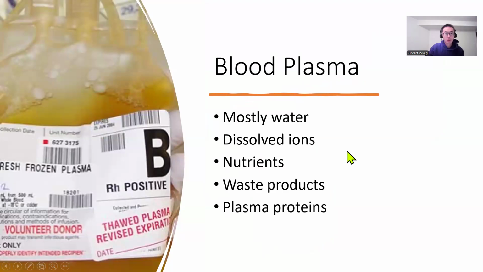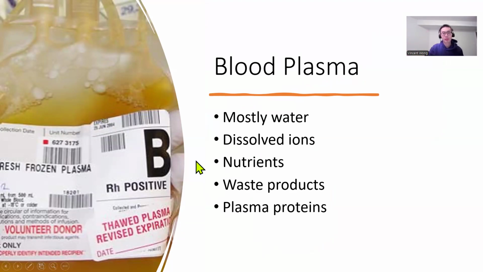Okay, let's take a closer look at the plasma. You can see here is fresh frozen plasma. You can freeze it because it's mostly water. And then it says thaw plasma, and you're supposed to put a date on it. Once you thaw it, you cannot freeze it again. It's like ice cream: you take it out, it melts, and you can't refreeze it. It's going to turn bad.